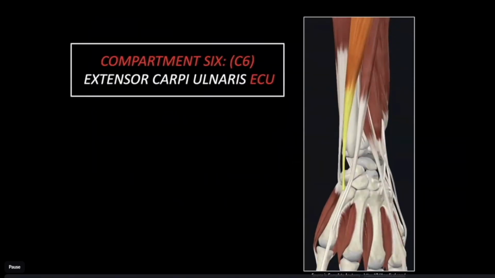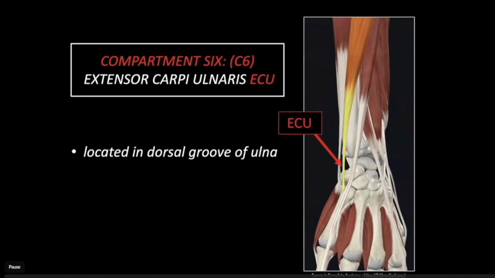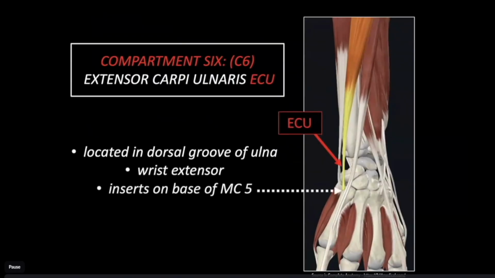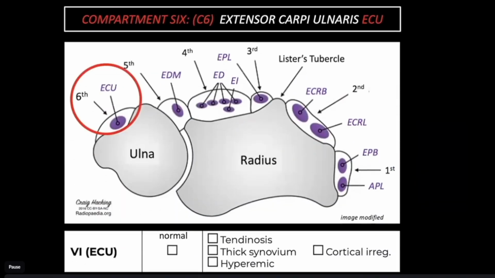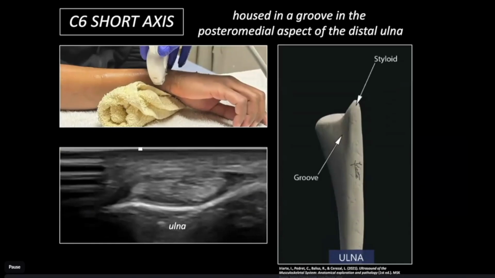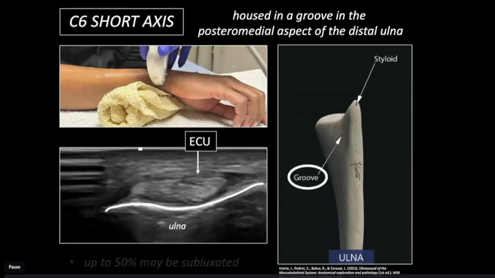On to compartment 6, ECU. It's in the dorsal groove of the ulna. It's a wrist extensor. It inserts on the base of MC5. It does not move the fingers. Again, things you might think about. In short axis, you can see it should be sitting in the groove, but up to 50% of the population, it may be partially subluxated.